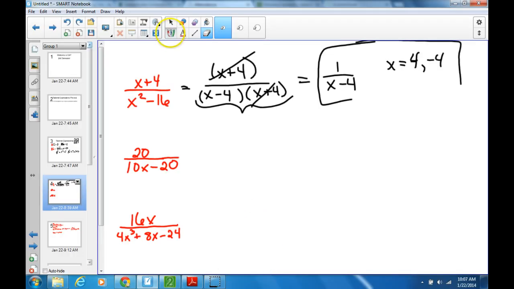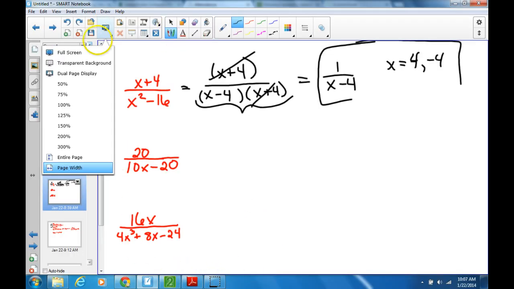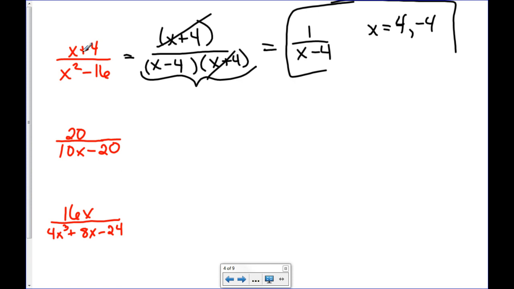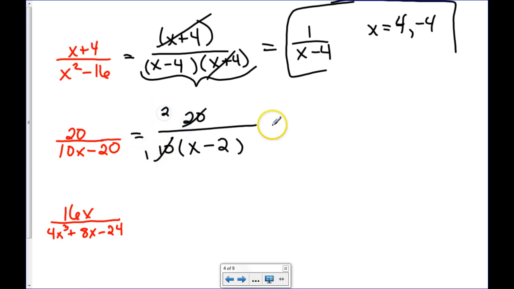All right, I still need a pen. All right, so let's look at the next one. What can I factor out of the denominator on this one? I could take a 10 out. So if I take a 10 out, what is left on the inside? X minus 2. Now, what can I cancel out? How many times does 10 go into 20? Twice. So I can make this a 1, and this becomes a 2. So what I am left with is 2 over 1 times this, or just the factor x minus 2.